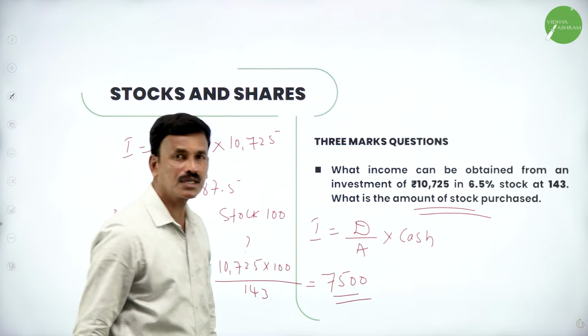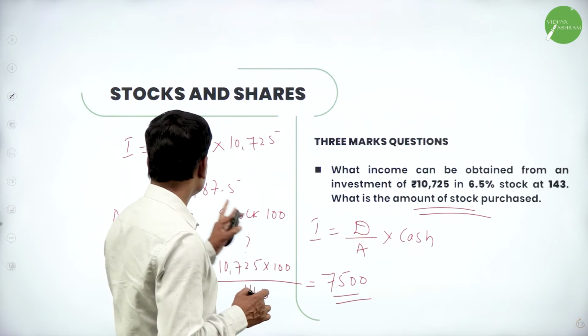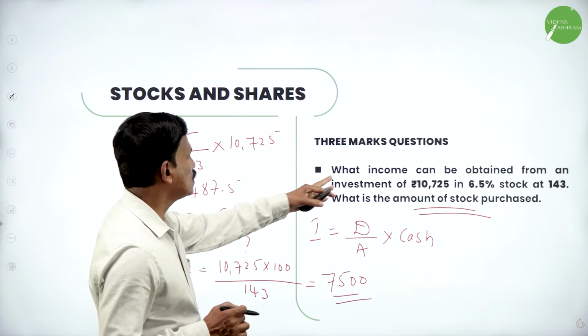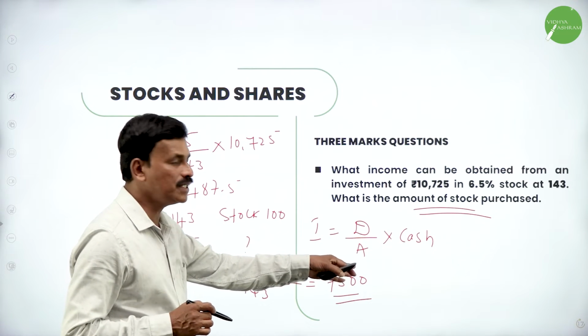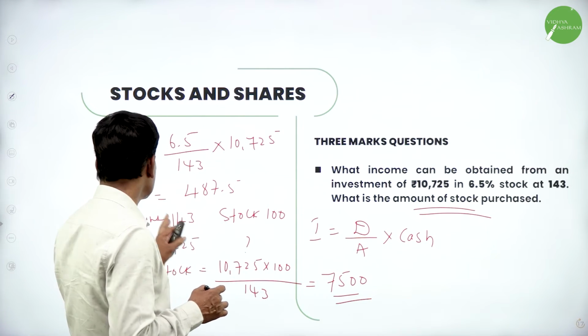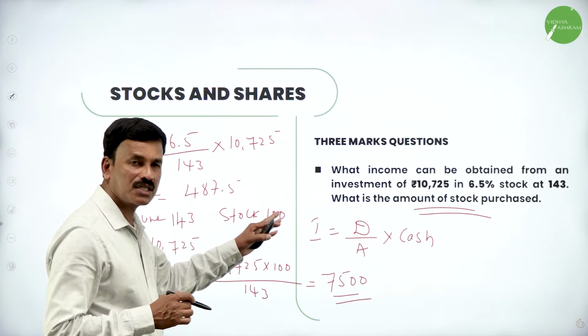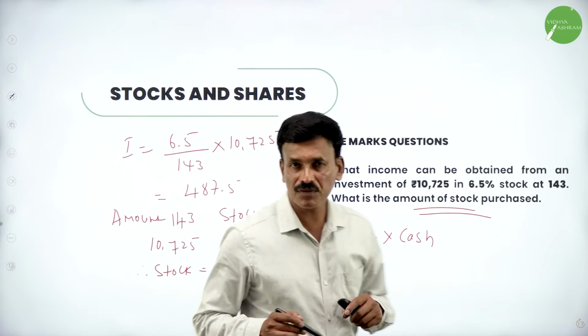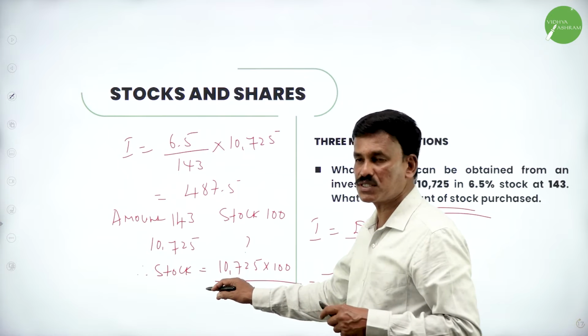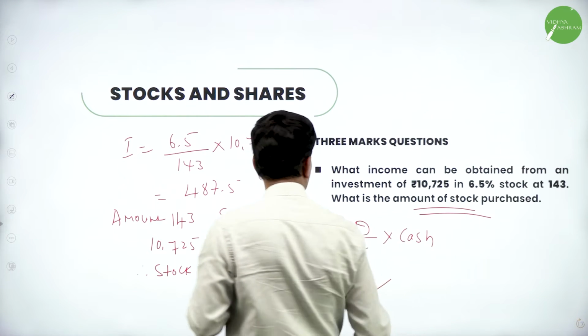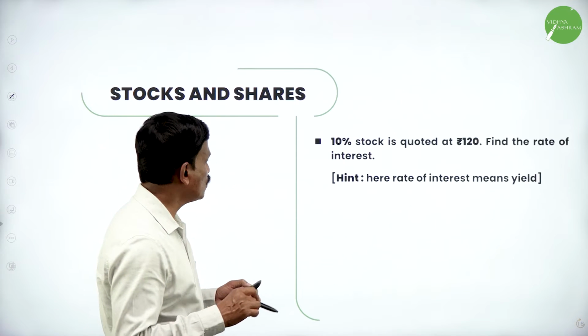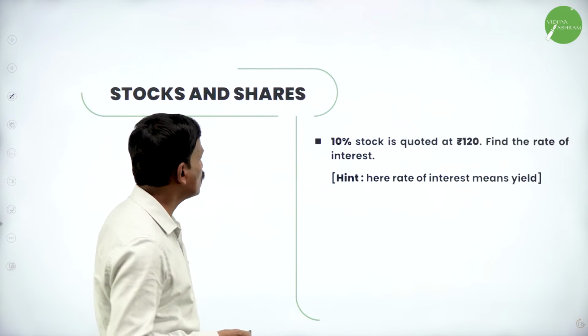That's it. Okay. So first the interest, that is the income is 487.5, that is D by A into cash, that is amount 143 and the stock is 100. For 10,725 the stock is to be determined. Stock is equal to, cross multiply, you will get 7,500. Now this is very important. Now move on to the next problem. What is the next problem?